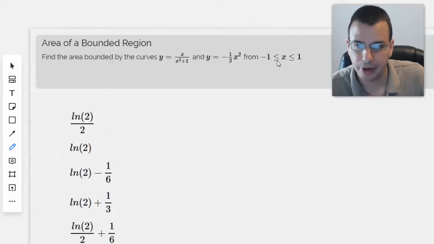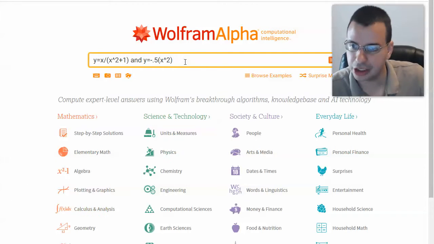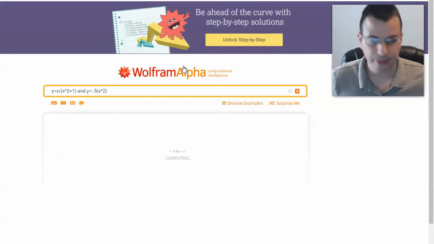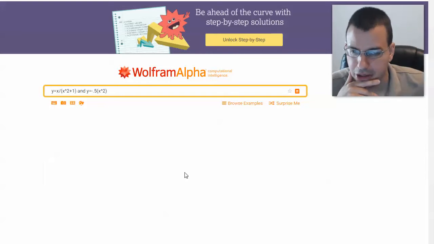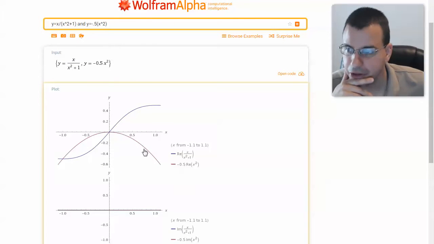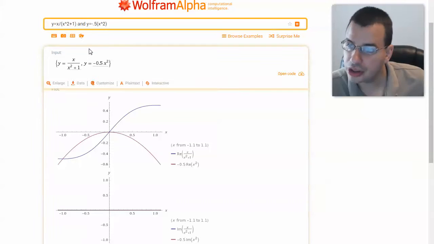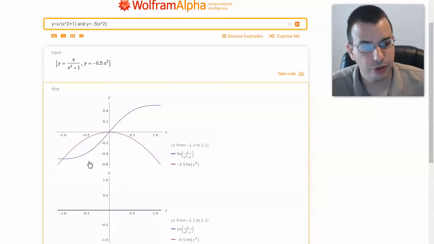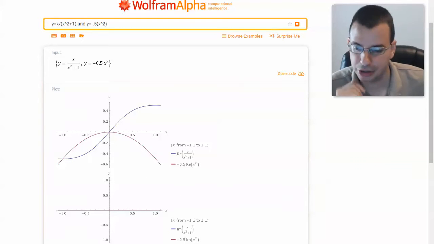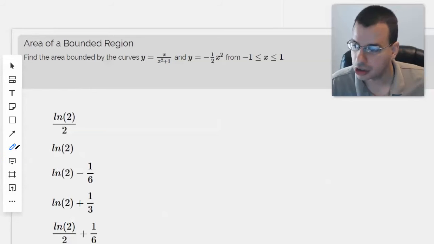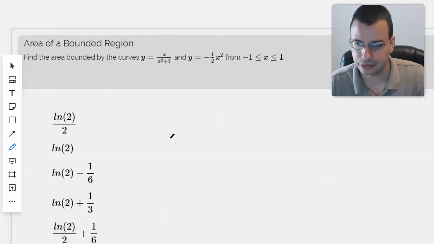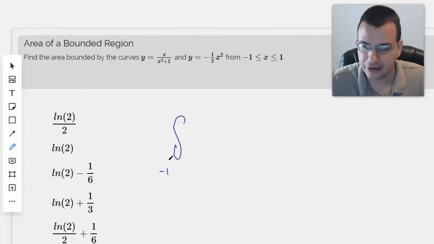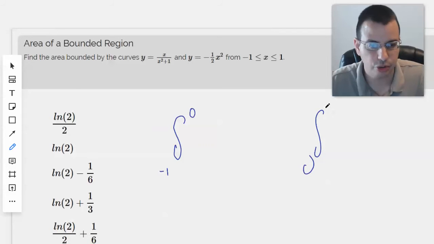Okay. And we'll see what the Wolfram says. Computing. And okay, so we're doing it from negative 1 to 1. So from here to here. And so the negative 1/2 x squared is going to be bigger from negative 1 to 0, but then it's going to switch on which one's bigger. So we're going to have to do this in 2 portions. So we're going to do 2 integrals here. So we'll go from negative 1 to 0, and then from 0 to 1.